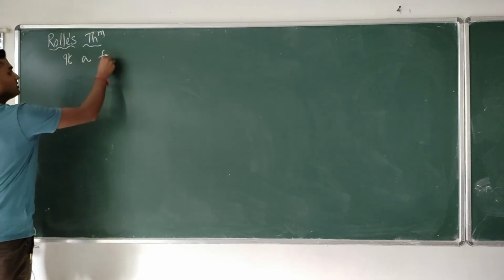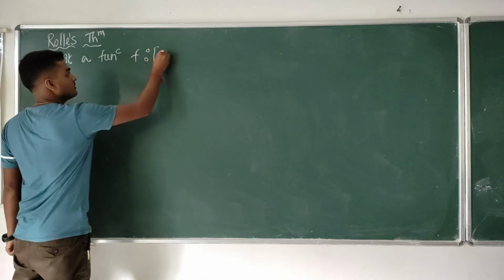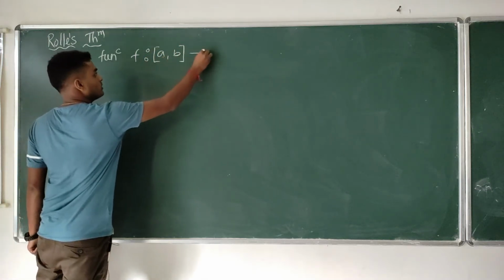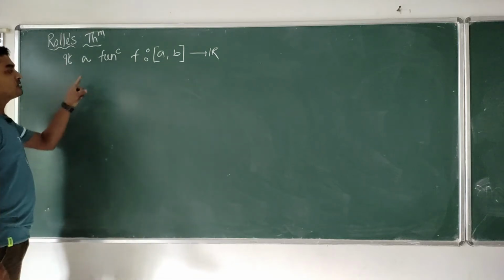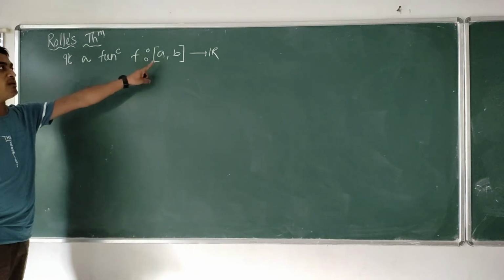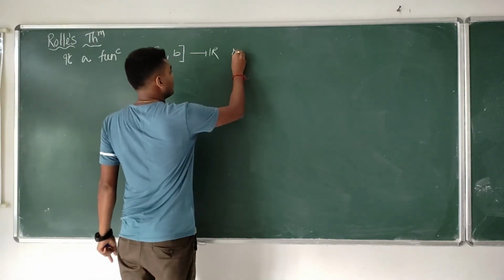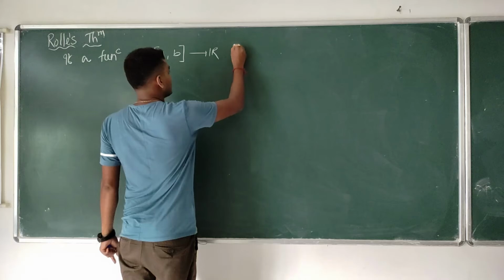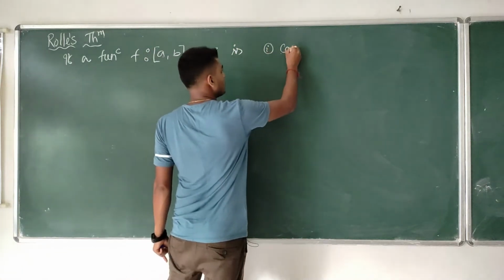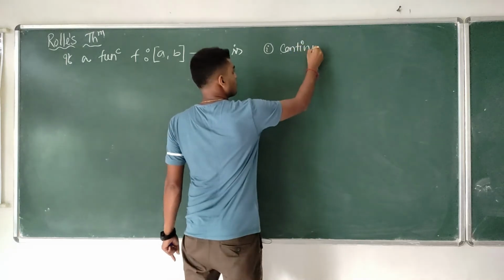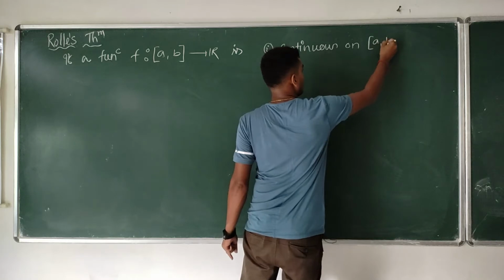If a function f defined from the closed interval a comma b to the real numbers. First of all, we have considered a function f which is defined from the closed interval a comma b to the real numbers such that, number 1, continuous on the closed interval a b.